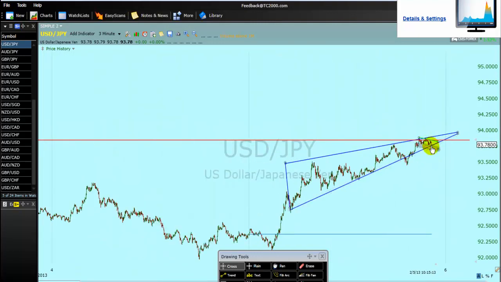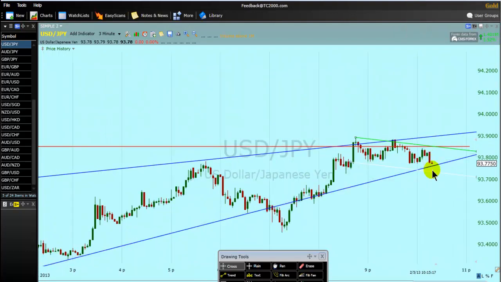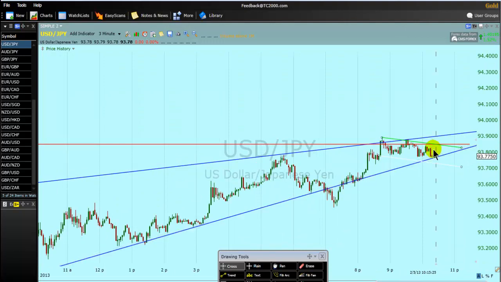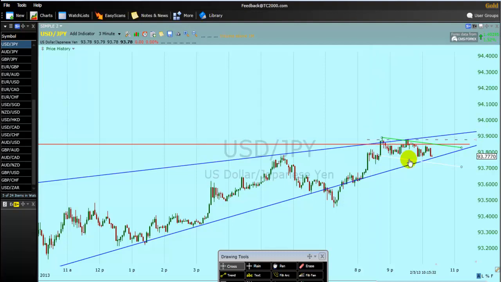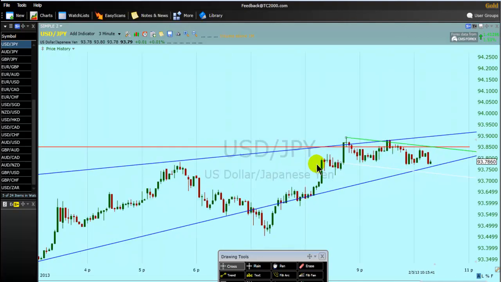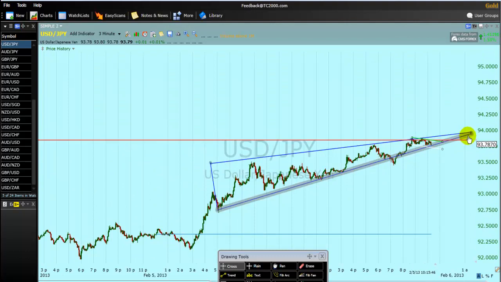Can you see? It's still in a triangle, so I may allow it to come out of the triangle and then come back and retest the edge of the triangle. But I may decide now, as soon as it comes out of the triangle, to sell it and place my stop loss here. That's not stupid either, okay? Or I may allow the price to come out of the triangle and to give me the first lower high. All right? But so far, it is still in a triangle.